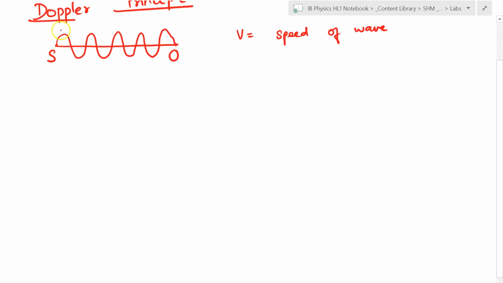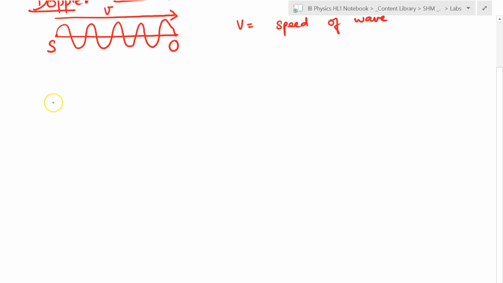Let's assume that it takes about a second for the wave to travel from S to O. That means this distance right here represents the distance traveled by the wave in 1 second, which is simply equal to V. Now if the source is actually moving forward with a certain velocity, which let us say is indicated by US, so US is the speed of the source.